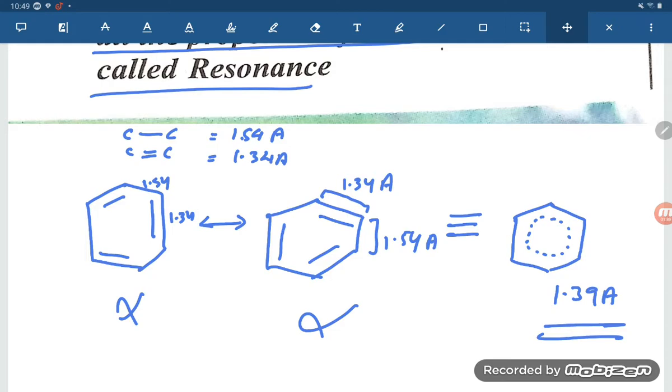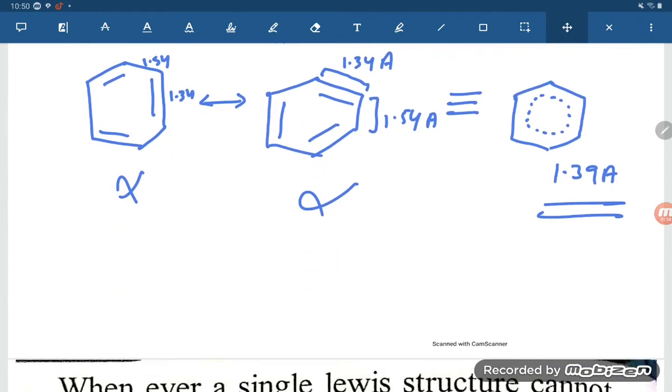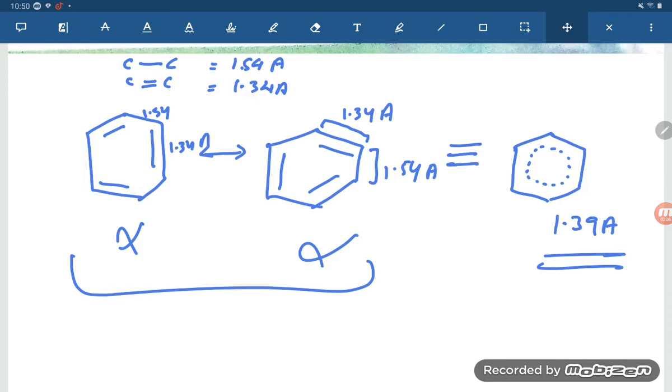Read out the statement again. Representation of a molecule in more than one structure, where none of them explains all the properties of the molecule singly, is called resonance. So we are representing it with two structures, but none of them is able to explain the property, because the actual bond length is 1.39 angstrom, but here it should be 1.34 and 1.54 angstrom. So these are the resonance structures.